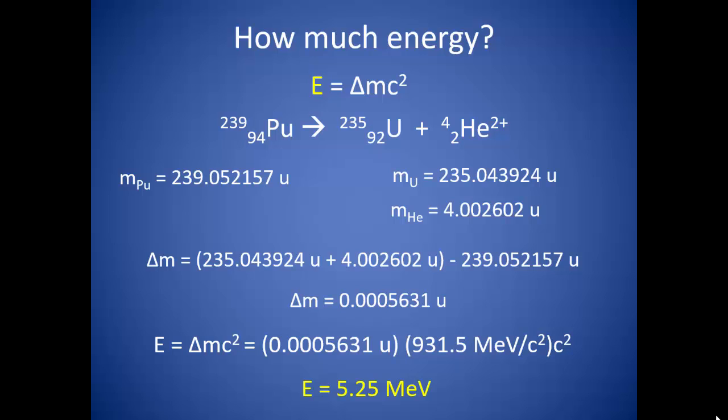This amount of energy is about 1,000,000 times more than the energy of a typical chemical reaction, and most of it becomes the kinetic energy of the alpha particle as it moves away from the parent atom.